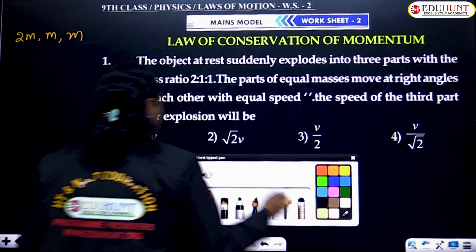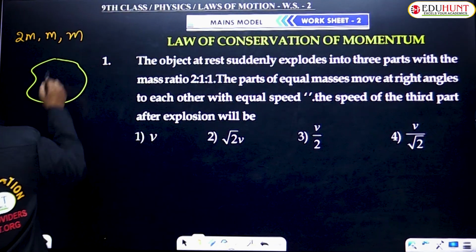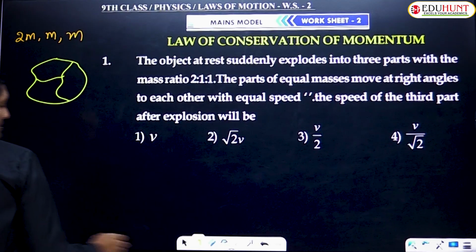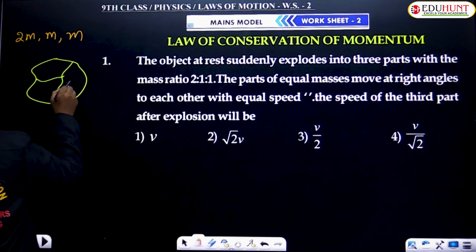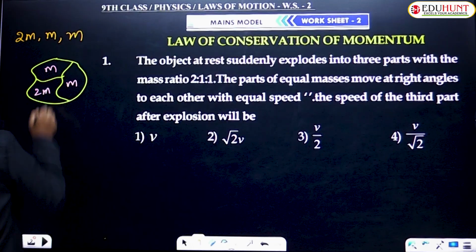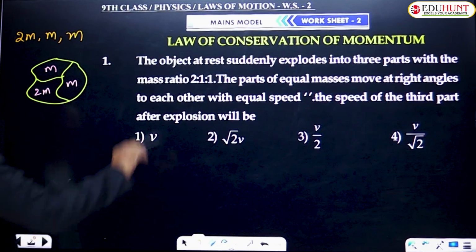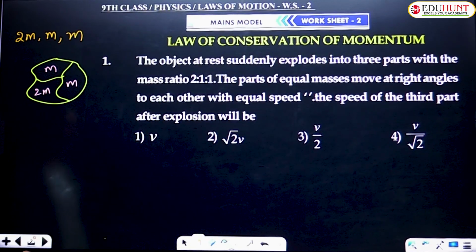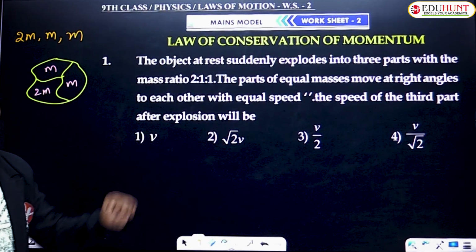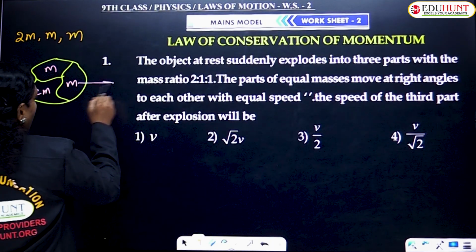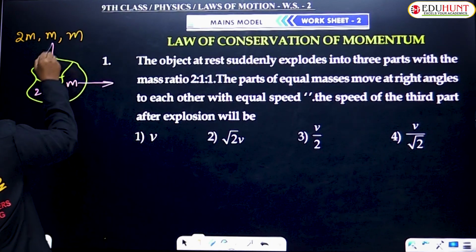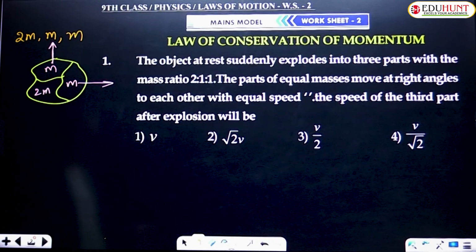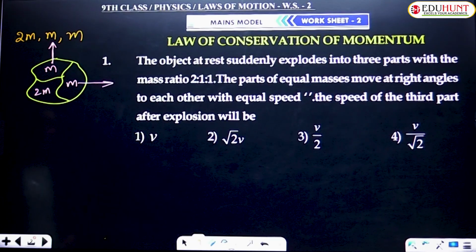So some body was given, and one mass is m, the other mass is also m, but the third mass is given as 2m. Like this it is given: 2m, m and m. According to the condition, the parts of equal masses, these two, are equal masses, and they both move at right angles. Suppose this mass moves in the positive x-axis direction, the other mass would move in the positive y-axis or negative y-axis. Anything you can consider. Let us suppose it as positive y-axis.